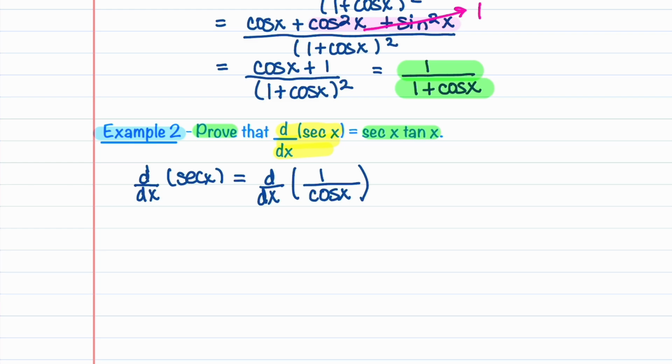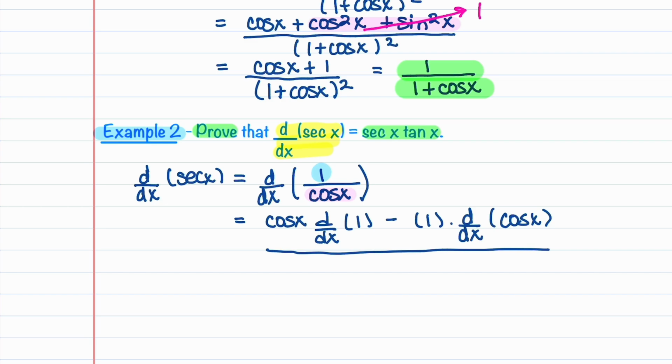Notice that this function has a numerator and a denominator, so we can find the derivative using the quotient rule. So we have the bottom term, which is cosine x, times the derivative of our top term, which is 1, minus our top term, which is 1, times the derivative of our bottom term, cosine x. And then we're going to divide all of this by cosine x quantity squared.